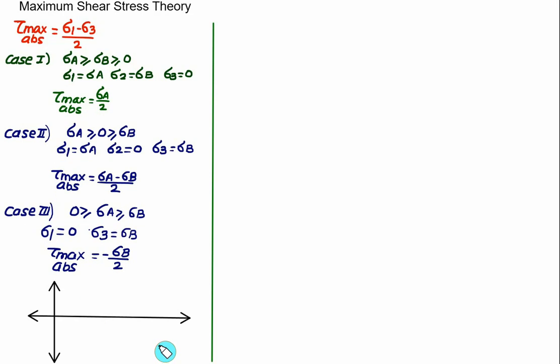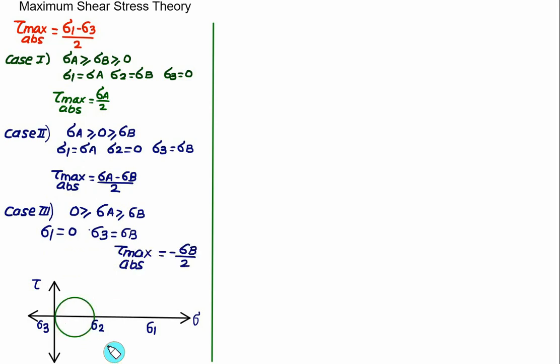Suppose I draw here the Mohr circle using the sigma axis and the tau axis. This one is sigma 3, then we have sigma 2, and then sigma 1. One Mohr circle you can draw between sigma 3 and sigma 2, and a second Mohr circle between sigma 1 and sigma 2. The maximum value corresponds to sigma 1 and sigma 3 always. So in this case, one value is the positive value of tau max, and the second is the negative value of tau max.